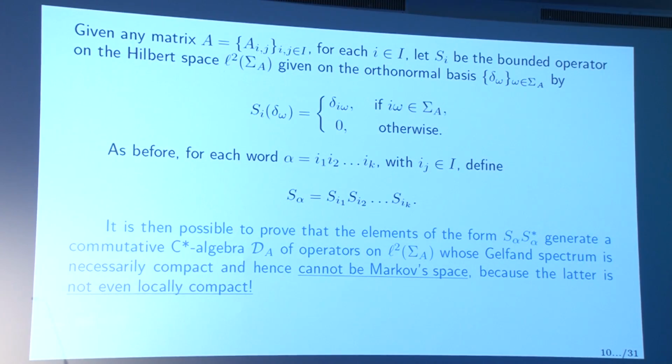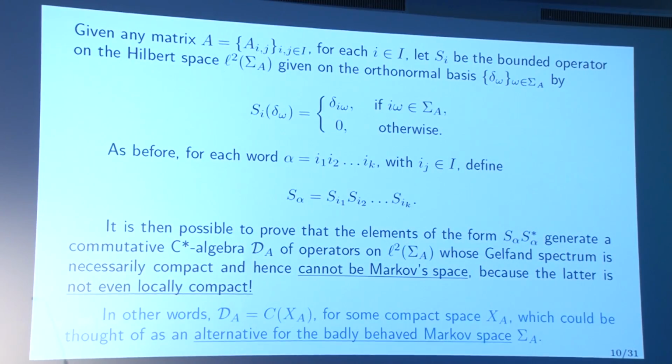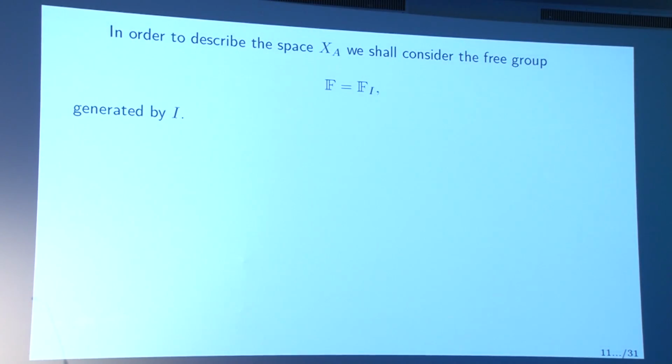Every commutative C-star algebra, by Gelfand's theorem, is the continuous functions on a space called the spectrum of the algebra. So what is the space? This cannot be the Markov space, because the Markov space is not even locally compact, and the spectrum of an algebra is compact. So the point is that D_A is continuous functions on a space which I'm going to call X_A from now on, which is the alternative that we propose for the badly behaved Markov space sigma sub A. So the space is already described: I have a commutative algebra, and the space is the spectrum of this algebra.